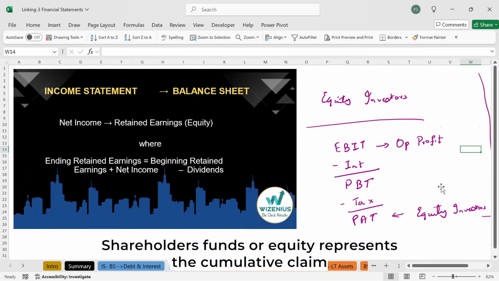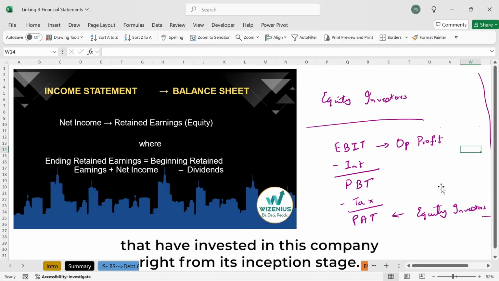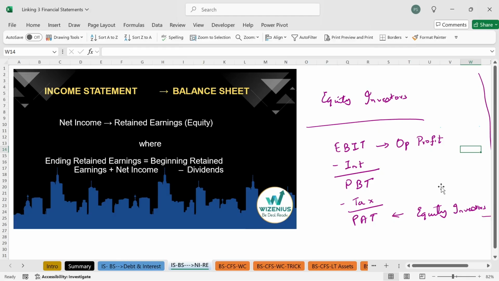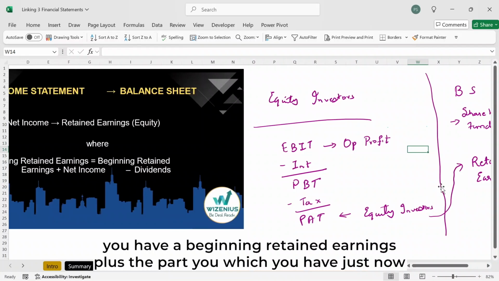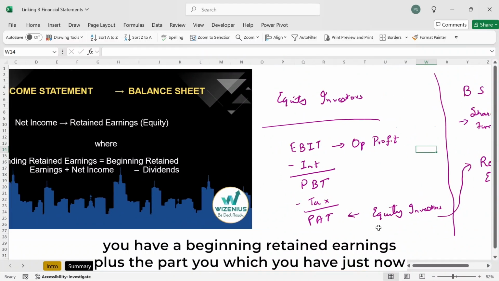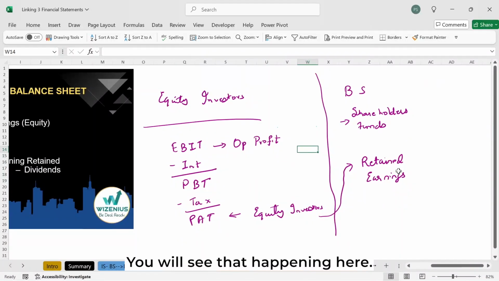Shareholders' funds or equity represents the cumulative claim of all the equity investors that have invested in this company right from its inception stage. And the way to calculate the balance, it's a cumulative thing. How does it work? Just like any other reserve, you have a beginning retained earnings plus the PAT which you have just now connected, minus any dividends that you pay out to your equity investors. You will see that happening here.